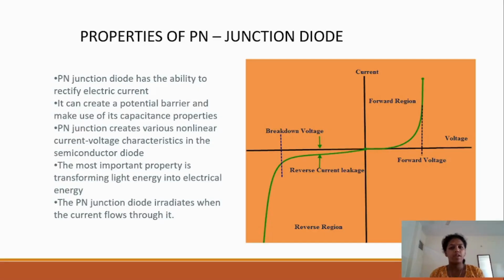Properties of PN junction diode. PN junction diode has the ability to rectify electric current. It can create a potential barrier and make use of its capacitance properties. PN junction creates various nonlinear current voltage characteristics in the semiconductor diode. The most important property is transforming light energy into electrical energy. The PN junction diode irradiates when the current flows through it.